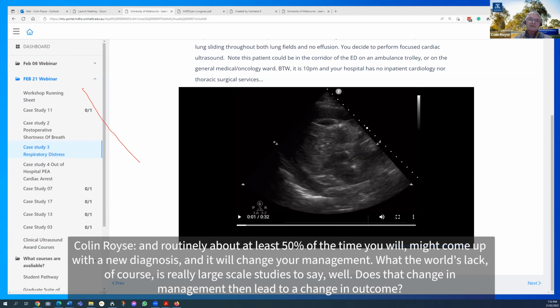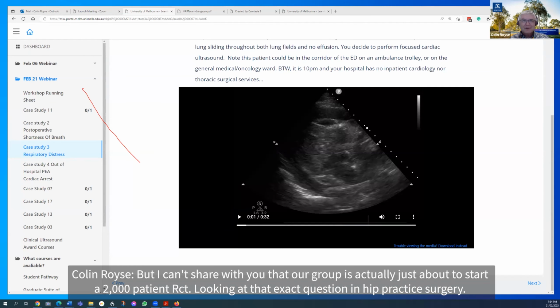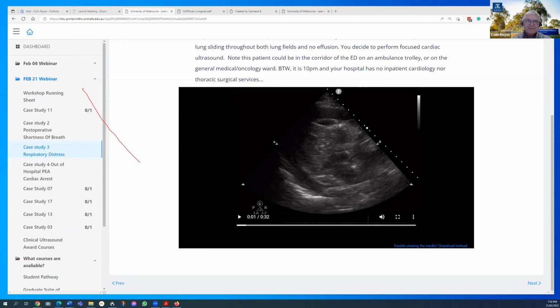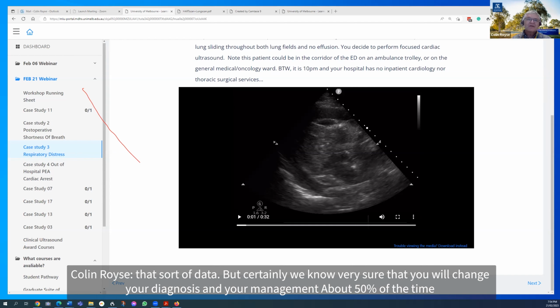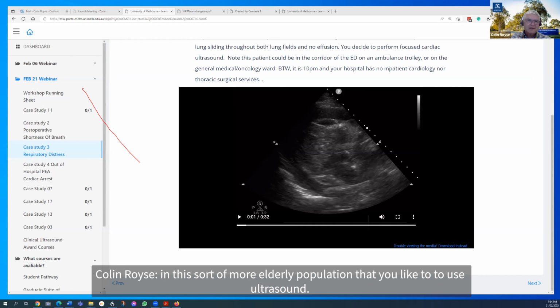What the world's lacking, of course, is really large-scale studies to say, does that change in management then lead to a change in outcome? But I can share with you that our group is just about to start a 2,000 patient RCT looking at that exact question in hip fracture surgery. So that sort of data is coming, but we know very surely that you will change your diagnosis and your management about 50% of the time in the more elderly population that you're likely to use ultrasound on.